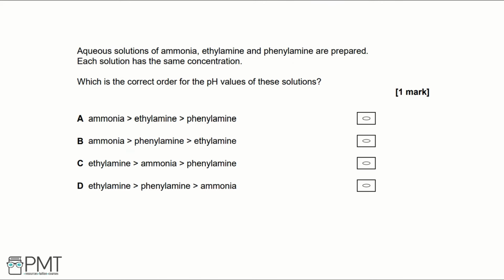Let's start by drawing our three structures. So that's going to be ammonia, so NH3. I'm going to draw it with the hydrogens and the lone pair. Then we have ethylamine, so that's an ethyl group with an NH2 attached. And then phenylamine, so we have a benzene ring or a phenyl side chain, and then an NH2 group attached.